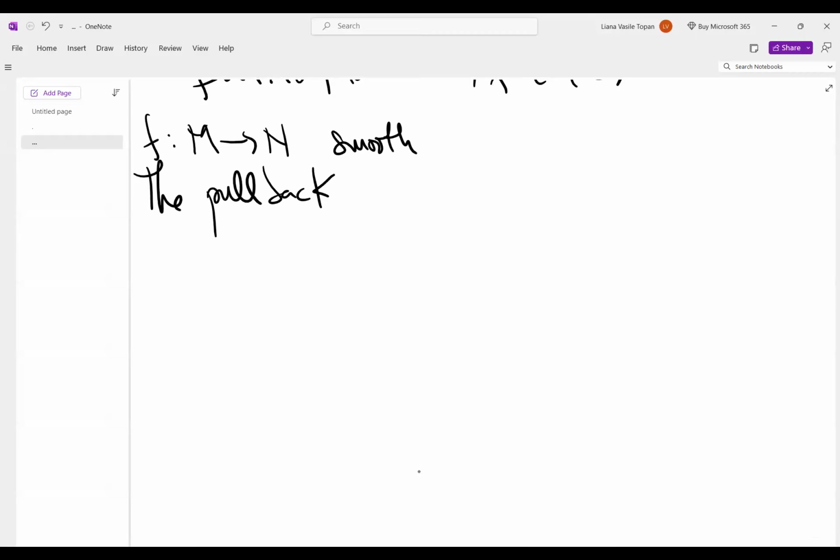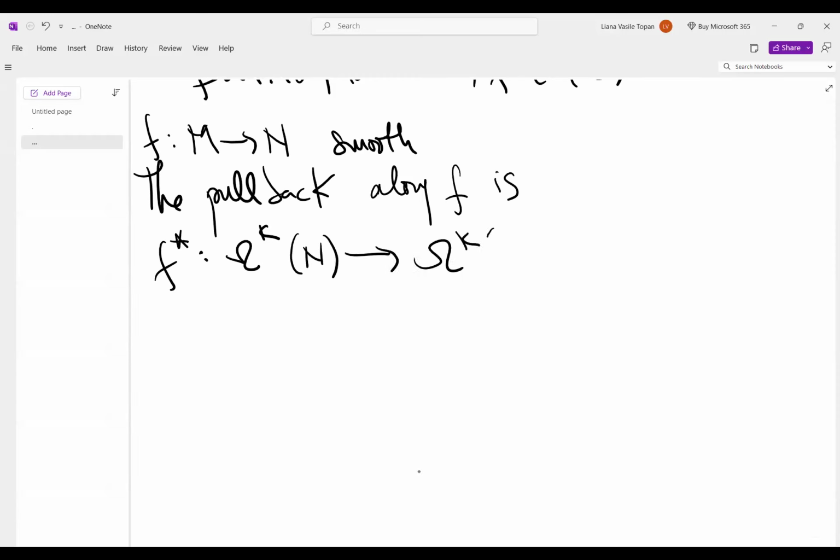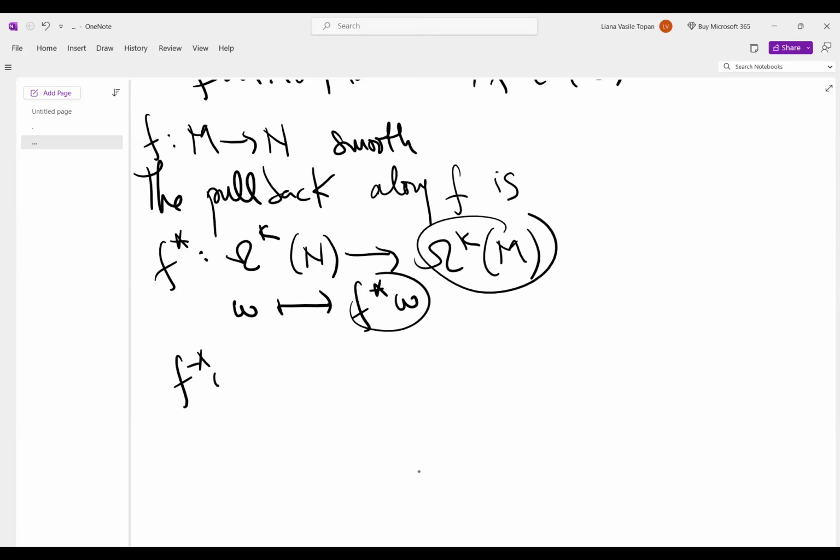So we pulled it back. The pullback along f is defined by f star going on the space of k forms, k differential forms on n, into the k differential forms of m, in which a k form goes into something like this. So this f star omega will be a map.